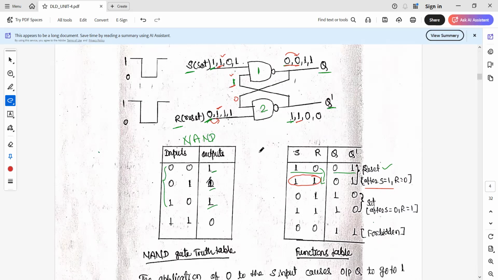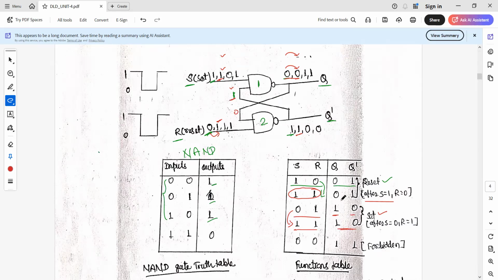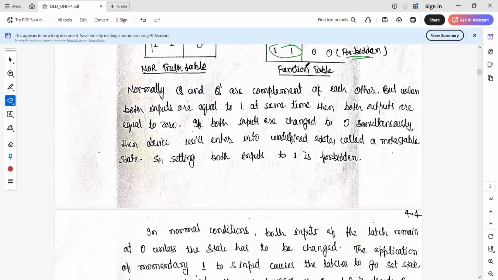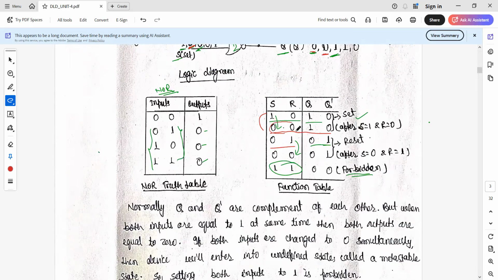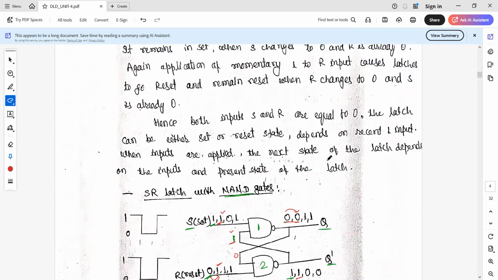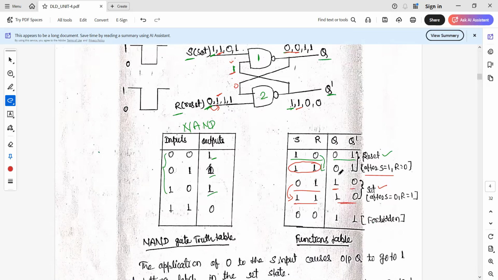Whereas if S is 0 and R is 1, then we are going to get Q as 1 and Q bar as 0. This is called the set. And again, if you change the value of S to 1, it will remain in the previous state, that is set. Whereas in case of NOR gates, when both inputs are 0, 0, there is no change. In case of NAND gates, when both are 1, 1, there is no change.